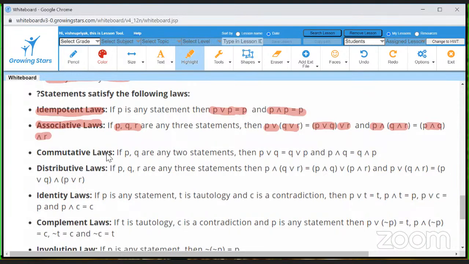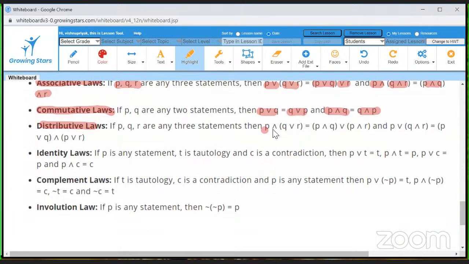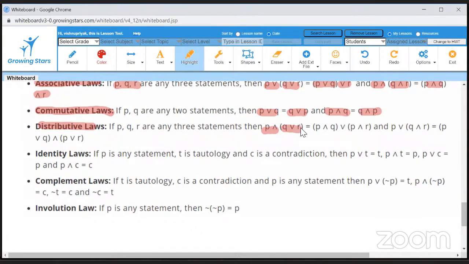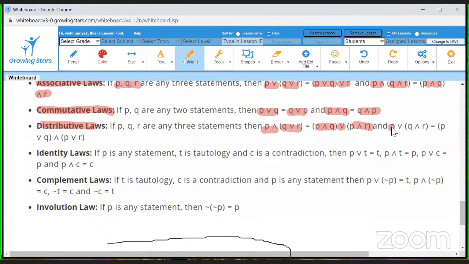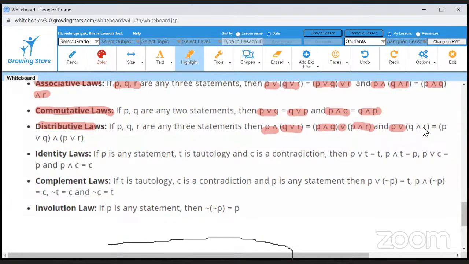The next is commutative law. P or Q is the same as Q or P. P and Q is the same as Q and P. Distributive law: P and (Q or R) is (P and Q) or (P and R). Similarly, P or (Q and R) is (P or Q) and (P or R).